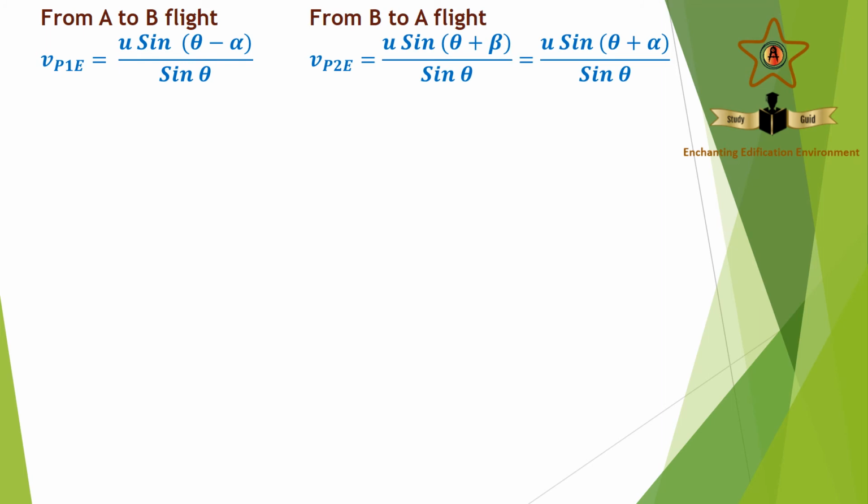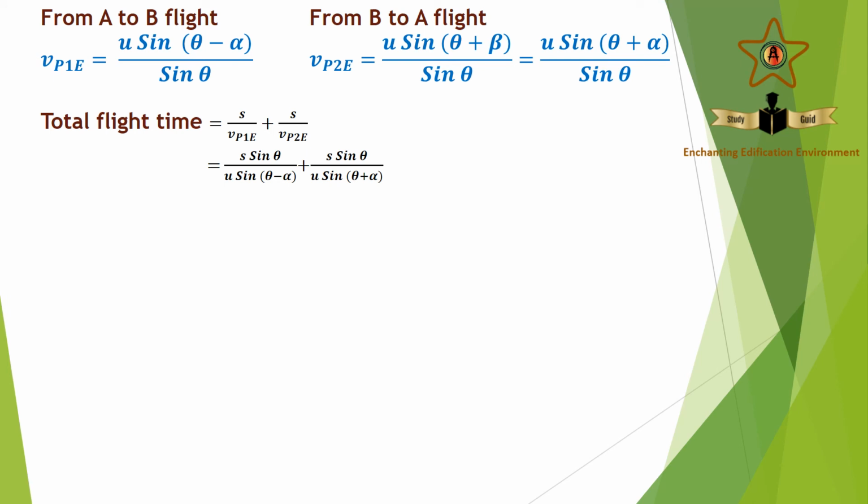Now when we consider the flight from A to B and the previous sine rule, we get Vp1e equals u sine (theta minus alpha) over sine theta. Then when we consider the flight from B to A, Vp2e is u sine (theta plus beta) over sine theta. Since beta is equal to alpha, this becomes u sine (theta plus alpha) over sine theta. Now the total time is s divided by Vp1e plus s divided by Vp2e.